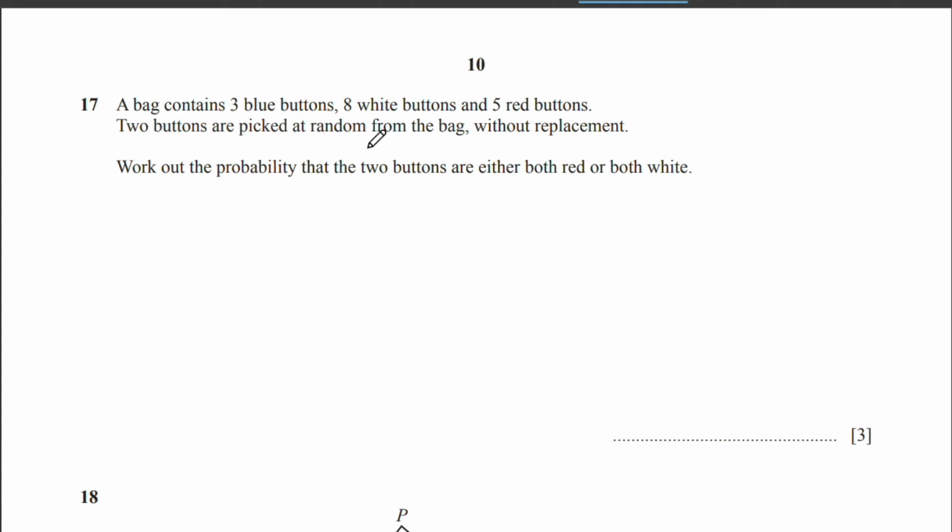Next question. A bag contains 3 blue buttons, 8 white buttons, and 5 red buttons. Two buttons are picked at random from the bag without replacement. Work out the probability that the two buttons are either both red or both white. So see, we have 3 blue buttons, 8 white, and 5 red. The total number of buttons is 3 plus 8 plus 5, which is 16.